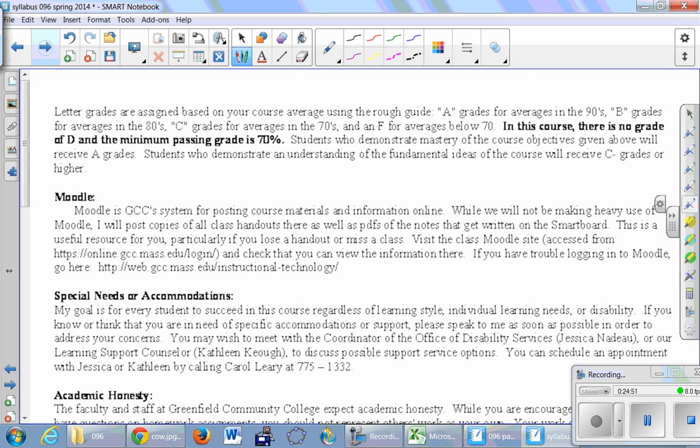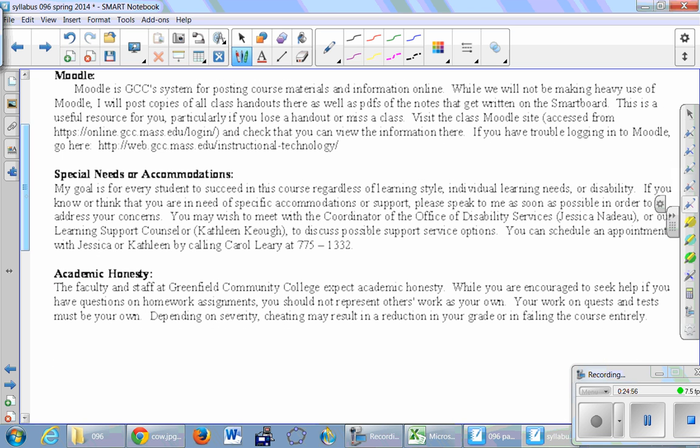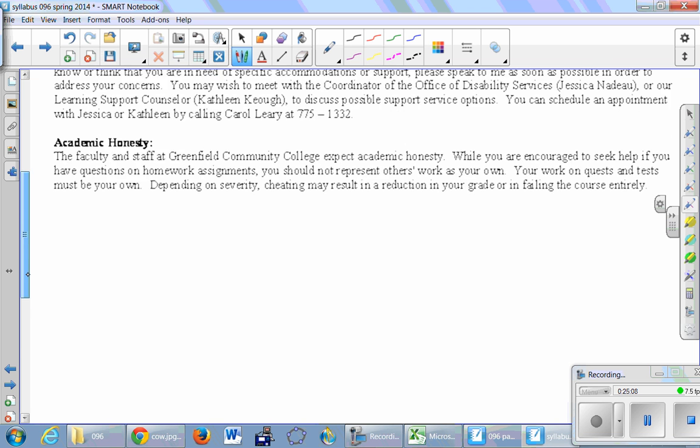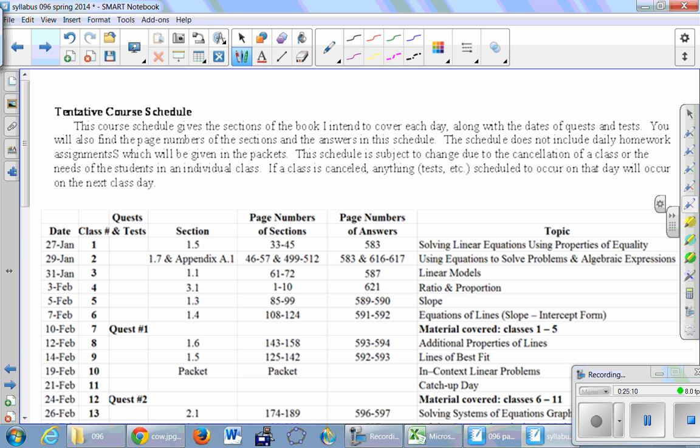Okay, on the next page it talks about the letter grades, and some resources on Moodle. Maybe we'll take a look at some of those next class. If you have special needs or accommodations, please let me know. I want everybody to be successful in this class. And then the little paragraph on academic honesty, ironically I copied that word for word from the GCC catalog.